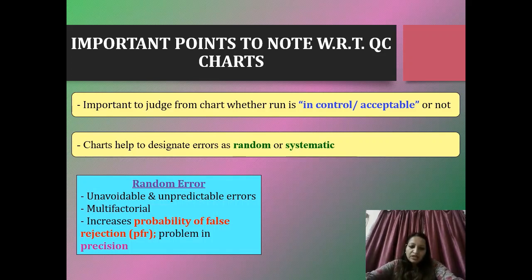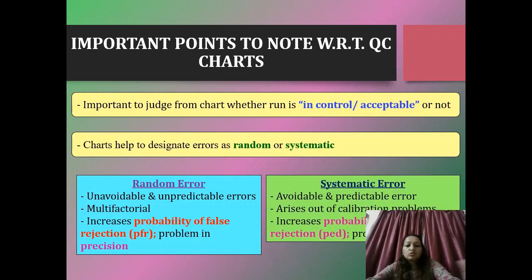This is totally different from that of systematic error. Now, systematic error is an avoidable and predictable error. It usually arises from faulty calibration. So it is a problem of accuracy. There is inaccuracy because due to this error, the value which we are getting is deviating away and away from the mean. So if this is a rejection, it is a probability of a true rejection.